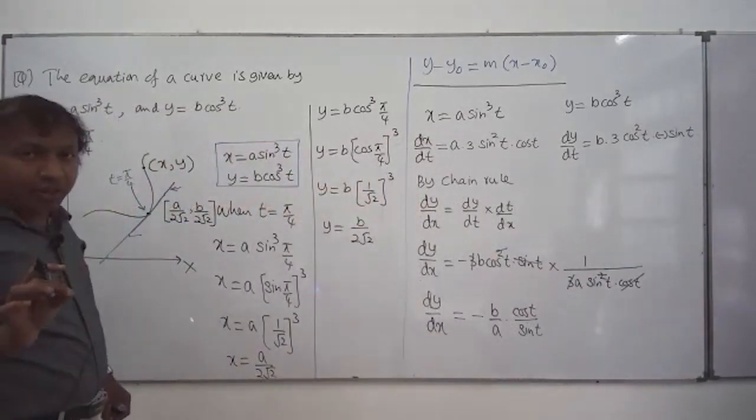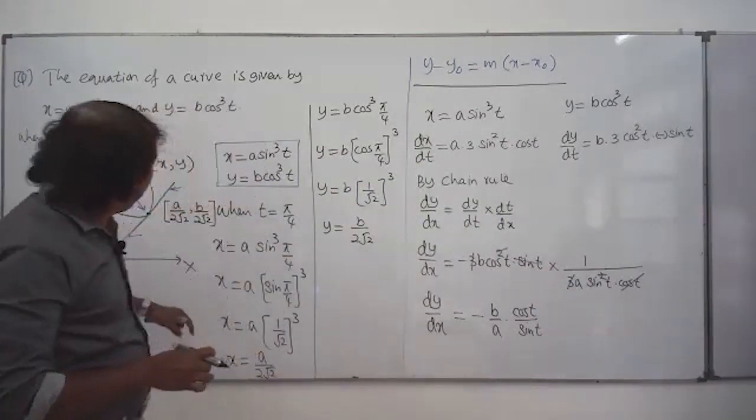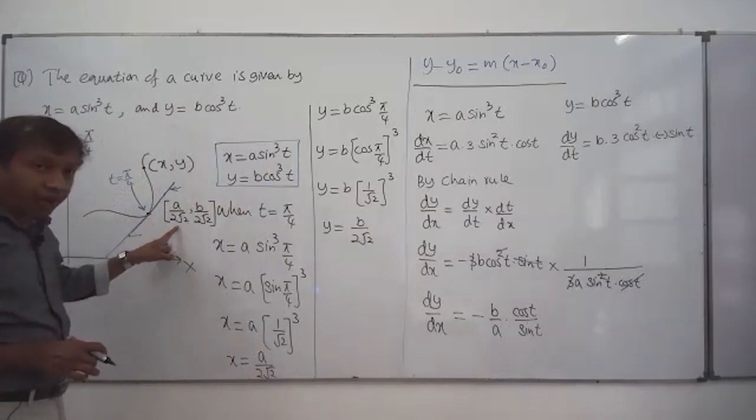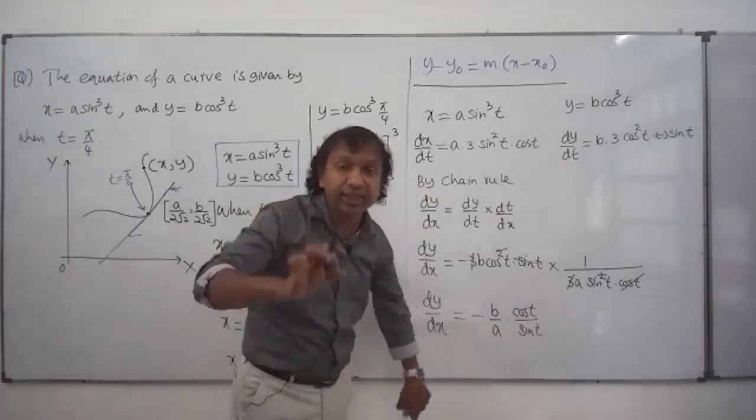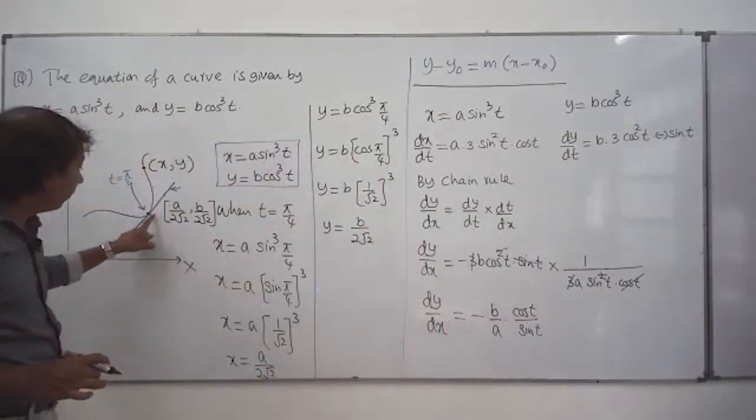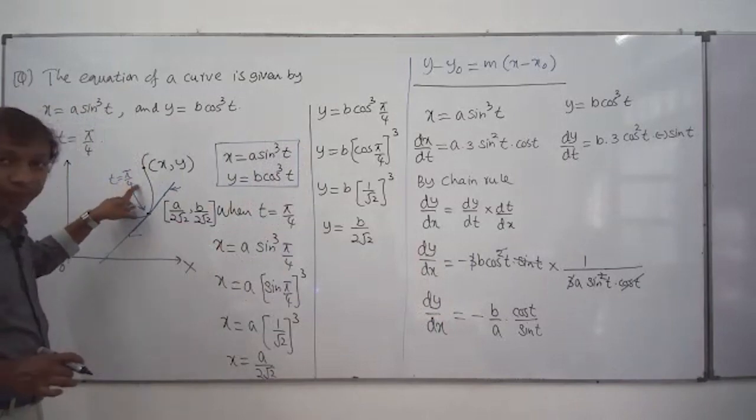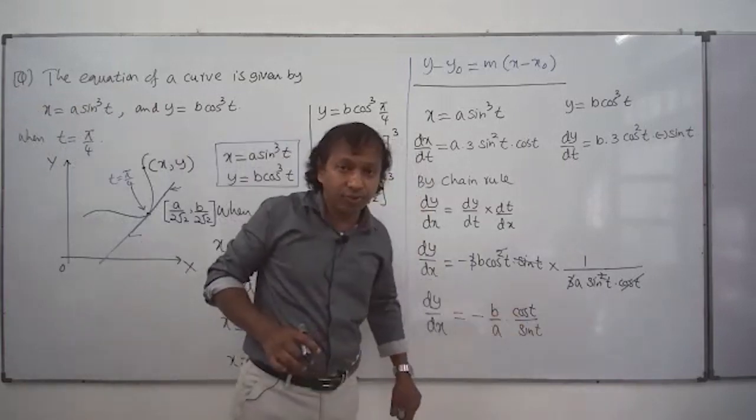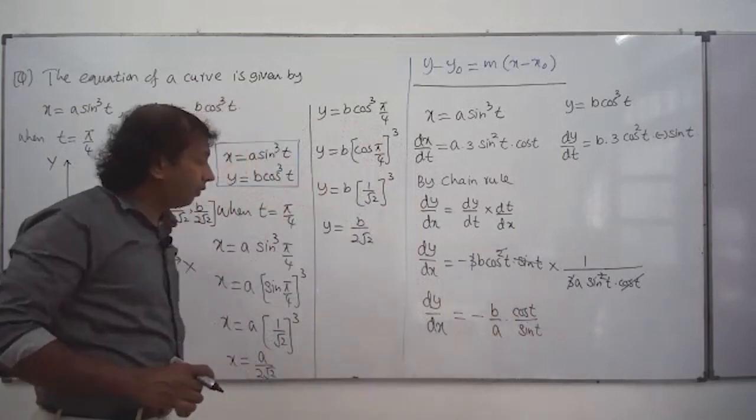Now we need this dy by dx, which means the gradient, at this point. That point's x, y coordinates we have. But on the right hand side there are no x and y letters, we have t letters. Then we have to substitute for t corresponding to this point. Corresponding to this point, the t value is pi by 4. Therefore, to find the gradient at this point, we have to put pi by 4 for t. Understood? Right? Then we'll write that there.